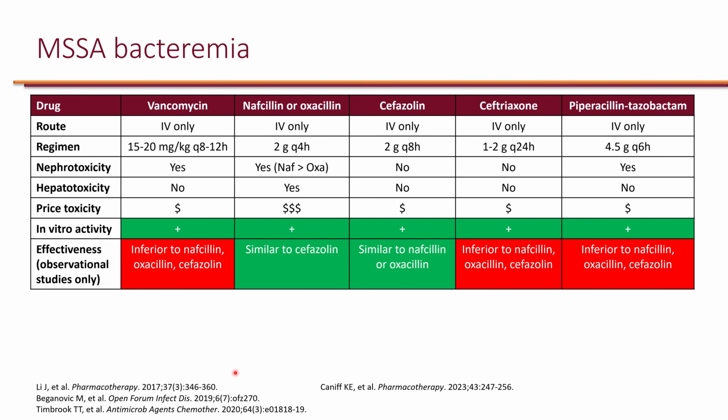Let's take a look at available options for definitive treatment of MSSA bacteremia. So we have a lot of antibiotics that have in vitro activity against MSSA, for example, vancomycin, nafcillin or oxacillin, which are anti-staphylococcal penicillins. So these are similar to methicillin. Cefazolin, which is a first-generation cephalosporin. Ceftriaxone, which is a third-generation cephalosporin. And piperacillin tazobactam, which is also in the penicillin class.